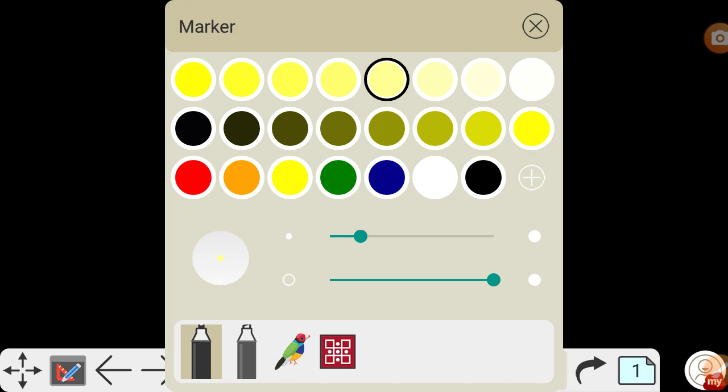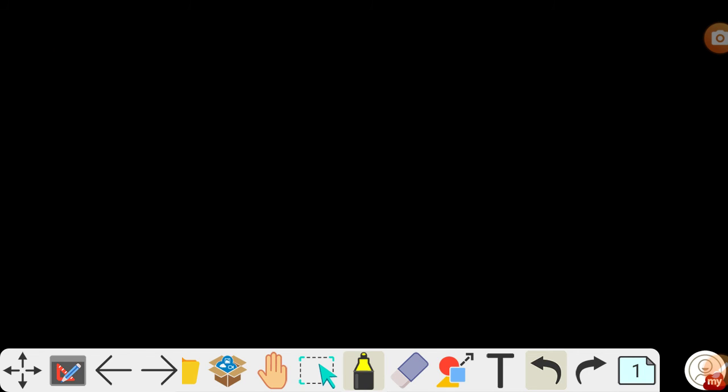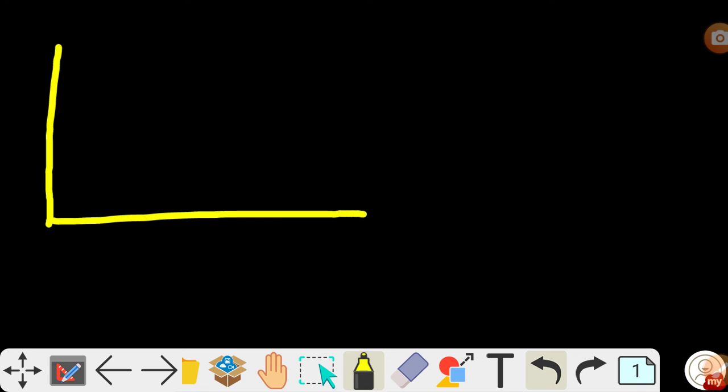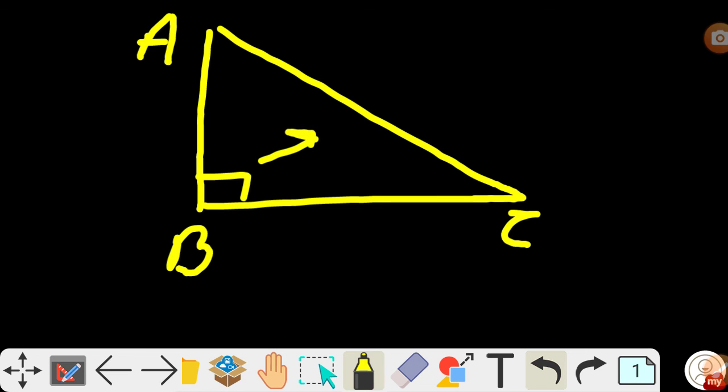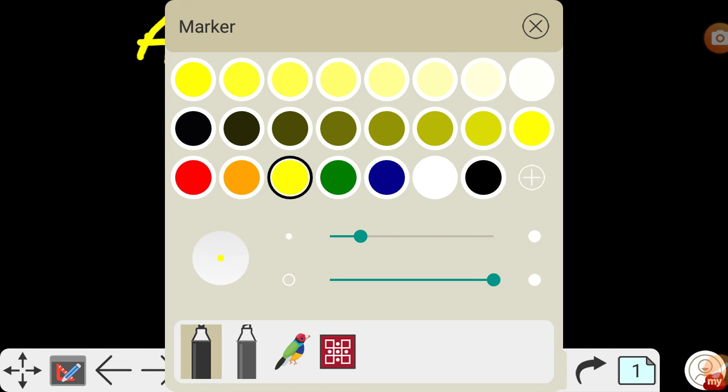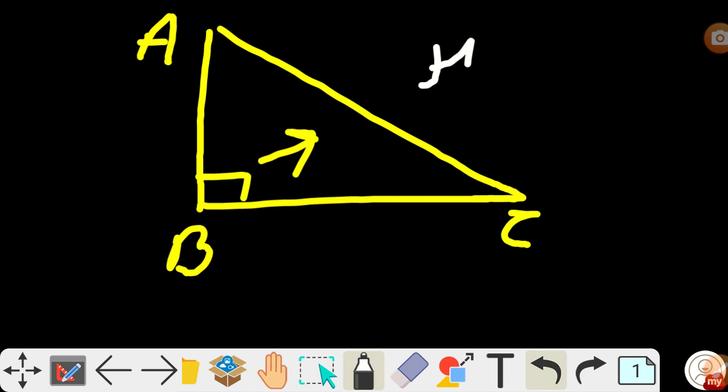The triangle we draw here is a right angle triangle, and this is 90 degree, and we give the names of the sides A, B, C. The side in front of 90 degree automatically becomes the hypotenuse. This is a hypotenuse, this is a base, and this is a perpendicular.